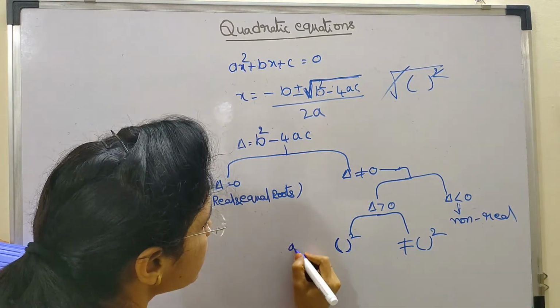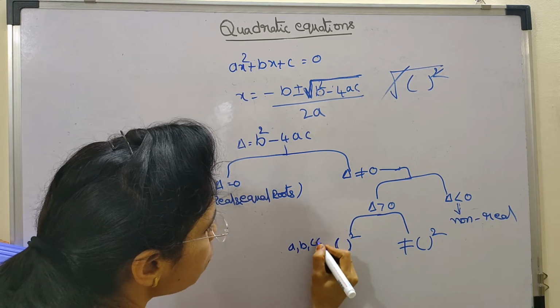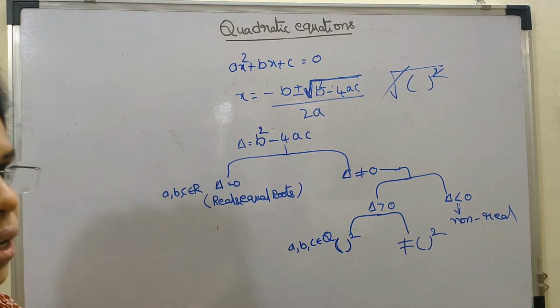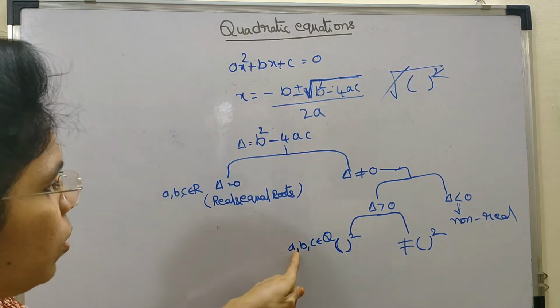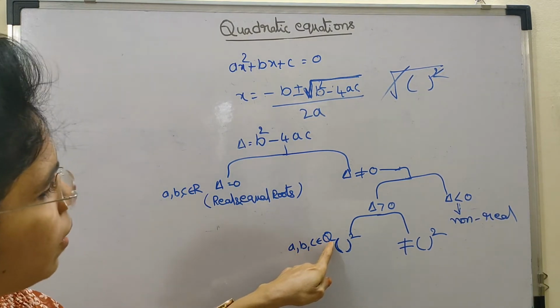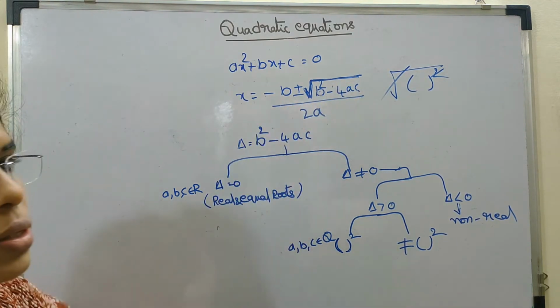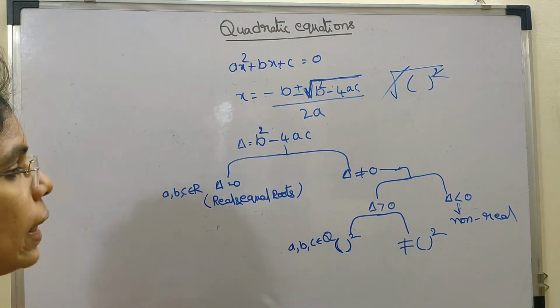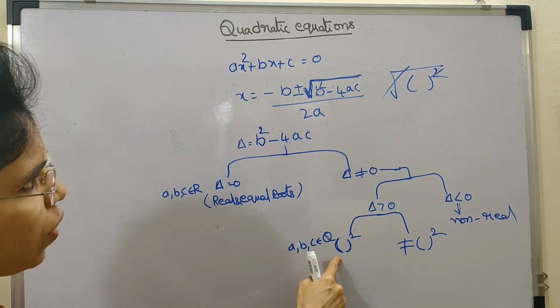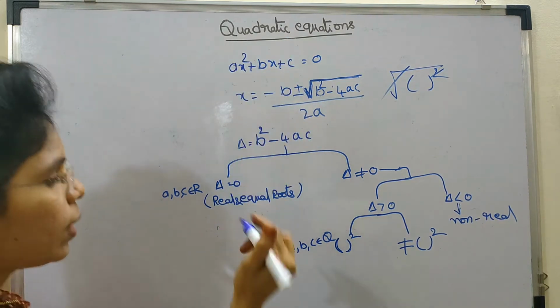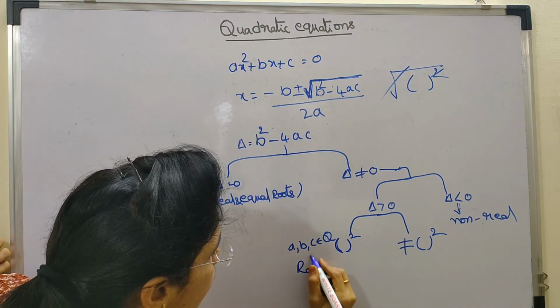Here the condition is that a, b, c should be rational numbers, not just real. Real means rational and irrational, both are called real, right? So if a, b, c are not rational, if they are irrational, then in this case also we cannot say that they have rational roots. Suppose it is a perfect square and a, b, c are rational, then you have rational roots.